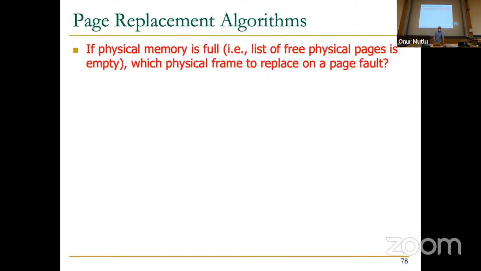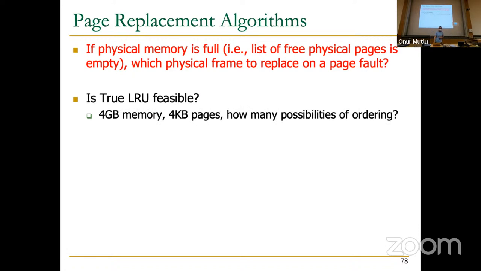Okay, page replacement algorithm. If physical memory is full, which physical frame do you replace on a page fault? It's very similar to cache replacement algorithms, except physical memory size is huge, right? Basically, even in caches, true LRU was not feasible. Here, it's going to be even less feasible. You can do this exercise on your own. 4 gigabyte memory, 4 kilobyte pages. That's basically 4 gigabyte divided by 4 kilobyte factorial possibilities of ordering, and not good.